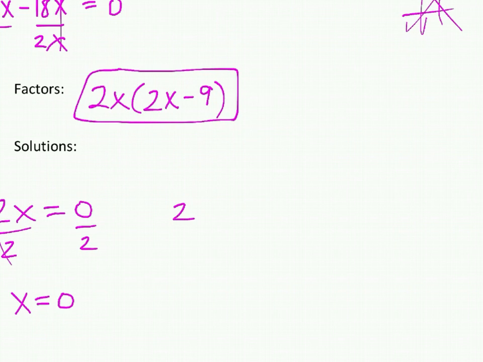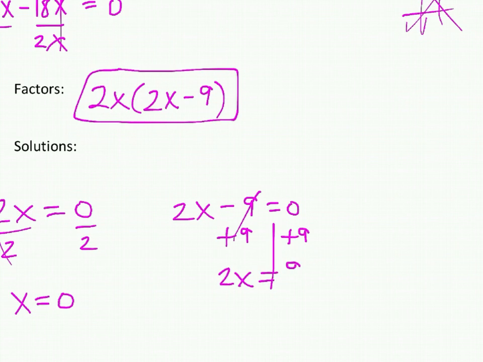Okay, so now I did this one, so now I'll move on here. 2x minus 9 is equal to 0. So to solve this one, I have to add 9 to both sides. My 2x drops down. 0 plus 9 is 9. To get rid of this 2, I have to divide both sides by 2. And I get 9 over 2. You can leave it as a fraction, or you can put it as 4.5, either one.